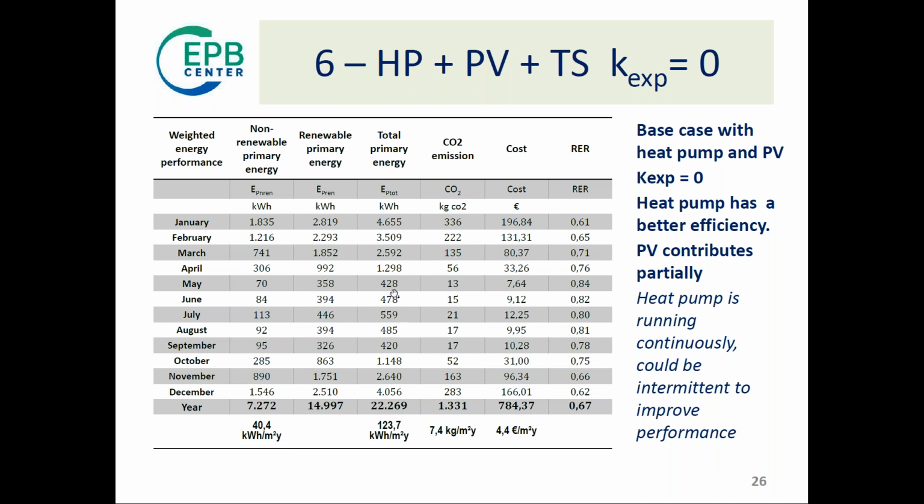You could, of course, have a turnaround. For example, instead of running continuously with a heat pump, for example running during the night in winter, you could try to run with an intermittent pattern to improve your performance.